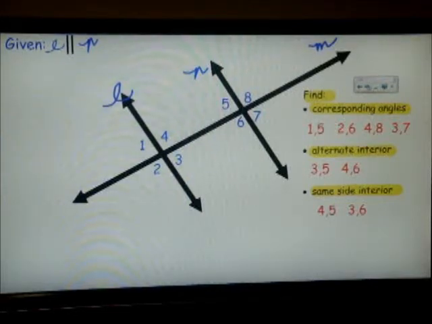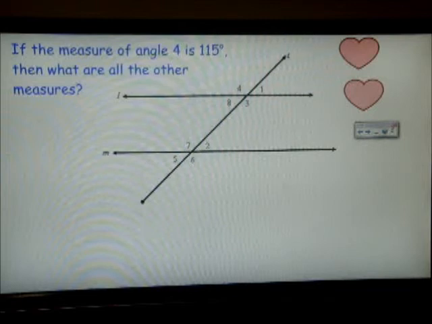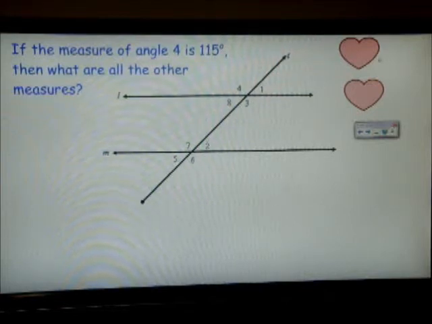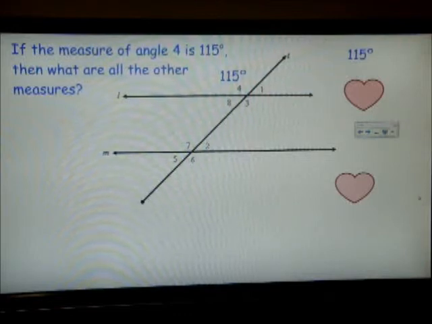We also learned that when we have parallel lines, we can find all of the missing angles if we know that the lines are parallel and it's got a transversal, and we know one angle. So I already gave you that angle 4 is 115. So what we want to do is fill in all of the other angles. Well, I know that 4 corresponds with 7, so that works.